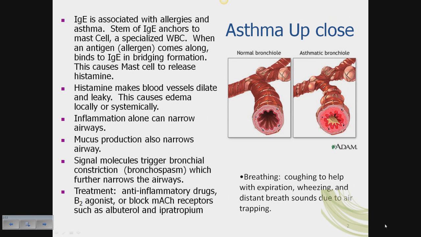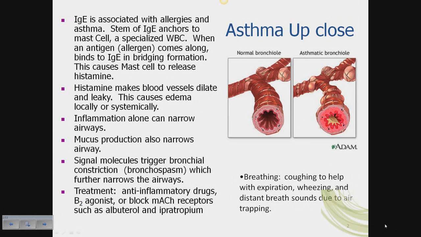So what's the treatment? Obviously, we can give anti-inflammatory drugs. We can give glucocorticoids. That comes in an inhaler these days, your long-term inhaler, not your rescue inhaler. We can give beta-2 agonists like albuterol, which will stimulate the beta-2 receptor, and then the smooth muscle cells will relax. We can give parasympathetic inhibitors. We can give muscarinic acetylcholine receptor inhibitors like ipratropium.